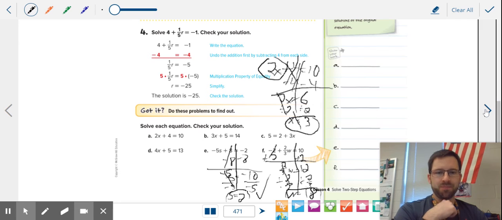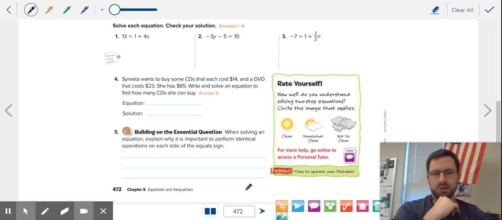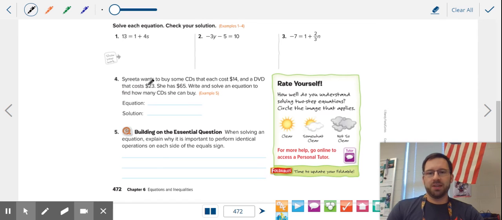Got it. Let's take a look at a word problem. We're over here on page 472. Sarita wants to buy some CDs that cost $14 each and a DVD that costs $23. She has $65, and solve an equation to find how many CDs she can buy. So it's $14 each CD, plus a $23 DVD, $65 total.